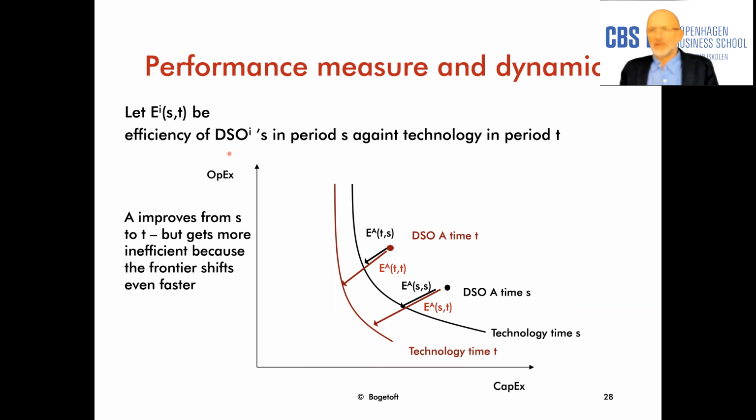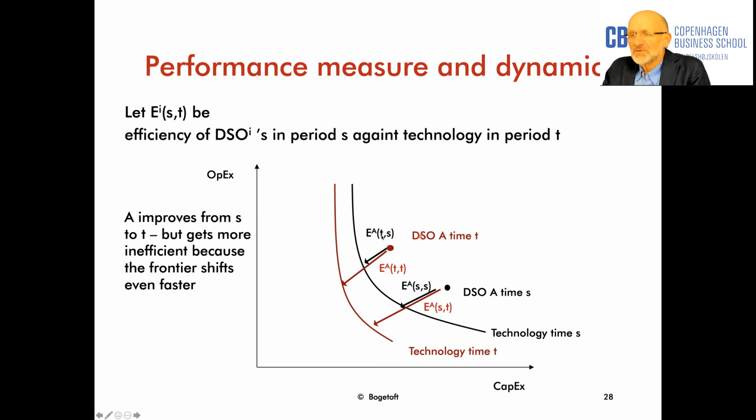To give a slightly more detailed focus on this problem of frontier shift and changes behind the frontier, I'll use this picture here, and we might just as well also introduce a bit of notation. So let's assume that E superscript I S T is the efficiency of company number I in period S against the technology in period T. So I take the data from period S, but I evaluate this firm against the technology as it looks in period number T.